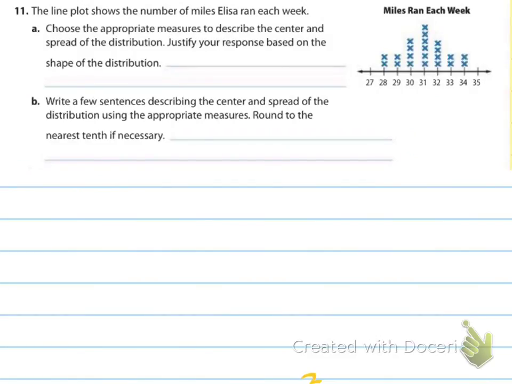Now I'm going to look at number 11. It says the line plot shows the number of miles Alyssa ran each week. It says to choose the appropriate measure to describe the center and spread of the distribution. So we're again going to decide if it's mean or median we want to use. Then we need to justify our response based on the shape. So do A and B. B is also going to ask us to find that center and spread and describe what we find. Go ahead and pause the video now and try out 11 on your own.